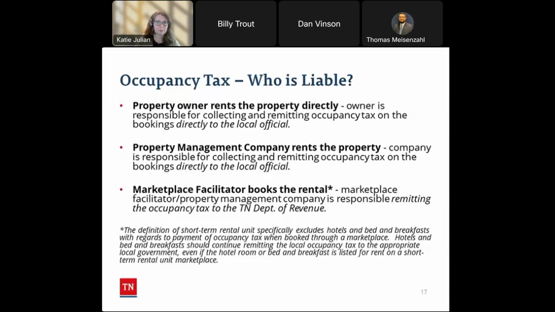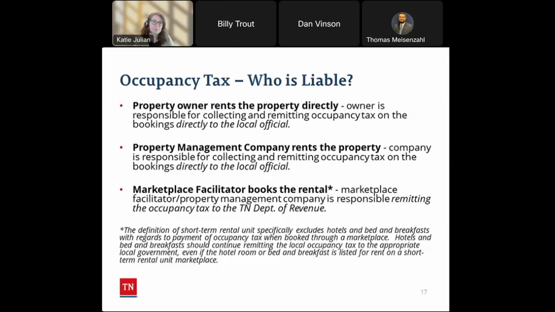I'm going to break that down a little further here with this slide on who is liable. Where the property owner rents the property directly, now, again, we've switched gears over to occupancy tax, even though some of this looks similar to sales tax, they are the ones responsible for the occupancy tax and directly remitting it to the local official, not to us, locally. Where a property management company rents the property, that company is going to be responsible for collecting and remitting occupancy tax on the bookings directly to the local jurisdiction as well.